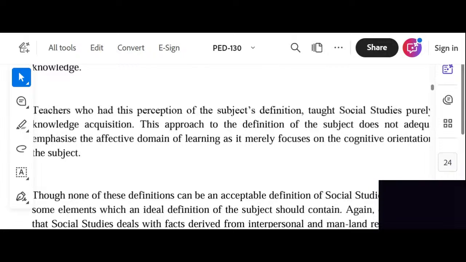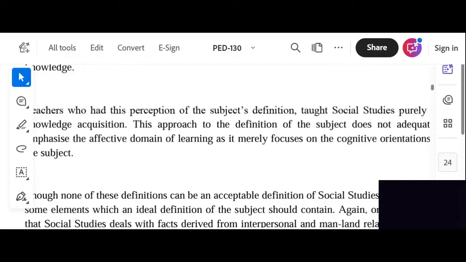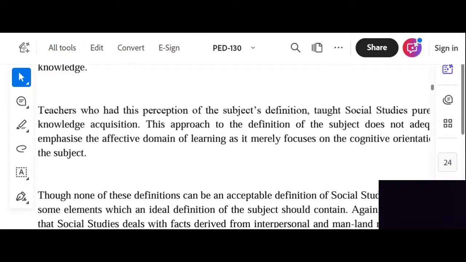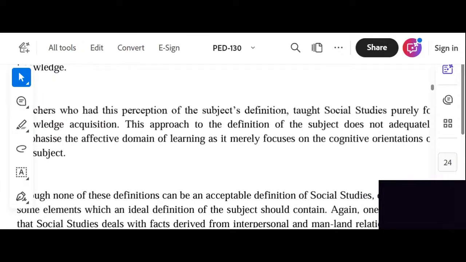And if you look at the word social and social study, it should offer more than that. It should offer more than the student just knowing that social study is this, social study is that. It's a practical subject. This approach to the definition of the subject does not adequately emphasize the affective domain of learning. As you know, we have the cognitive, the affective, as it merely focuses on the cognitive orientation of the subject. What they're trying to say is that that one has only captured knowledge.